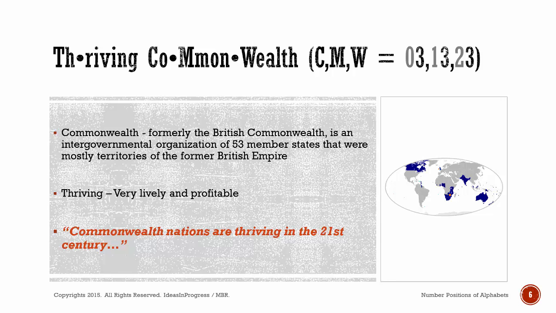The third combination was CMW. Its position was 3, and the mnemonic set was Thriving Commonwealth. Commonwealth is a set of countries that were formerly under the British Empire. Thriving is very lively and profitable. So you can remember this mnemonic by keeping the image of the map in your head and the sentence Commonwealth nations are thriving in the 21st century.